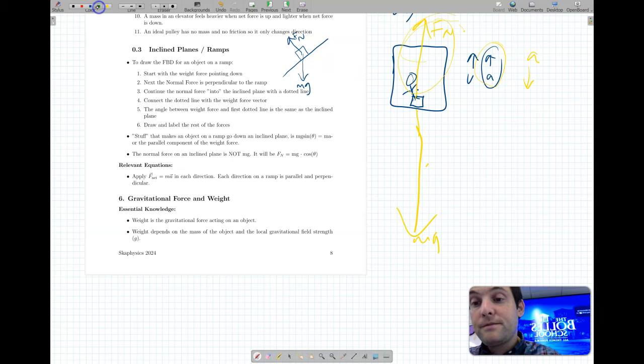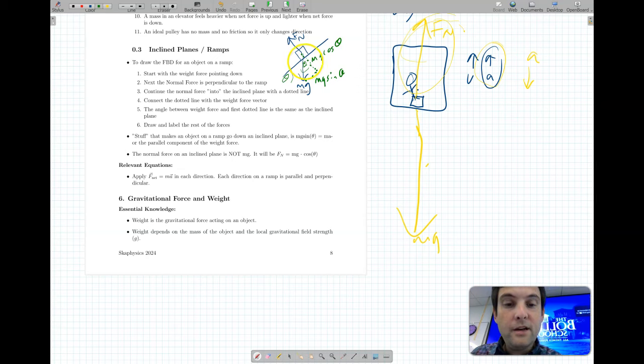Now, to complete this, we should consider the components. So I'm going to continue my normal force into the ramp with a dotted line, and then I'm going to connect the dotted line to my weight force. Whatever angle that ramp was at is going to be this angle right here. That's how we draw the triangle. So that makes this mg sine theta, and that will make this mg cosine theta.